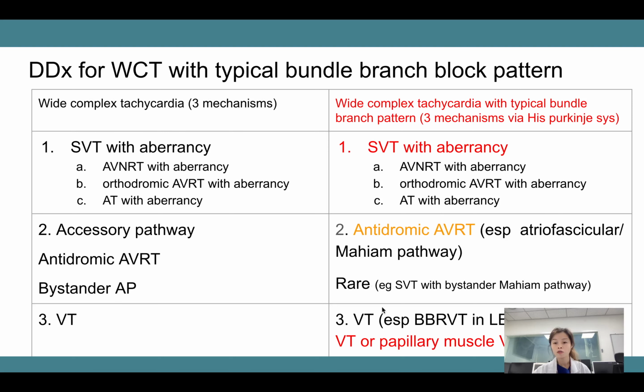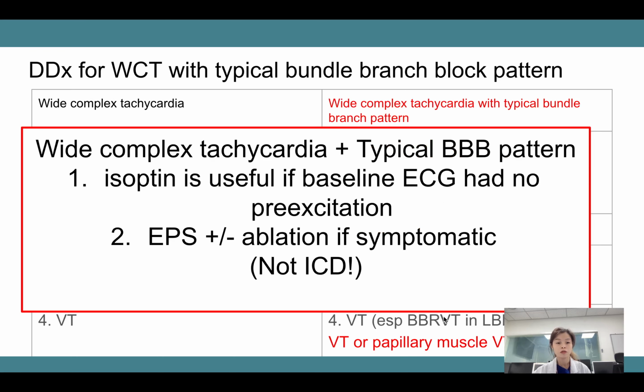So with all the differential diagnosis, if we can rule out any pre-excitation in the underlying sinus ECG, then we should consider isoptin for our patient, because it will be very useful for fascicular VT and also SVT with aberrancy. Also, please note that all these wide complex tachycardias with bundle branch block morphology could be effectively treated by catheter ablation.